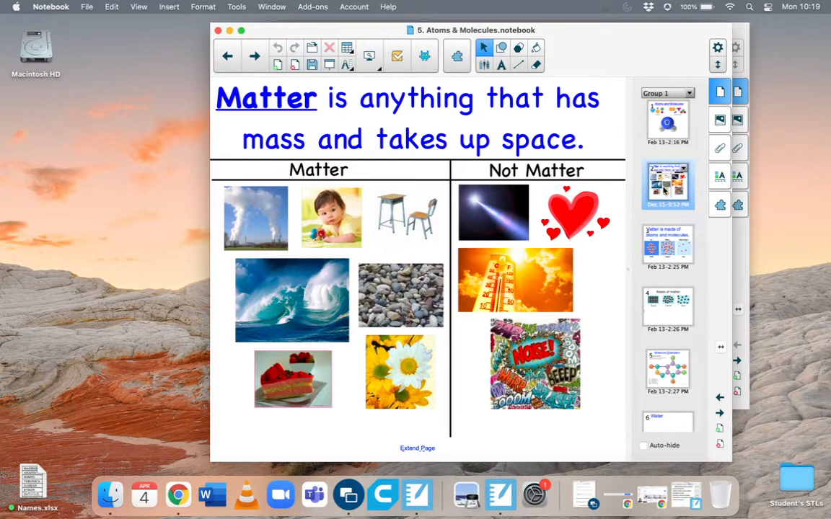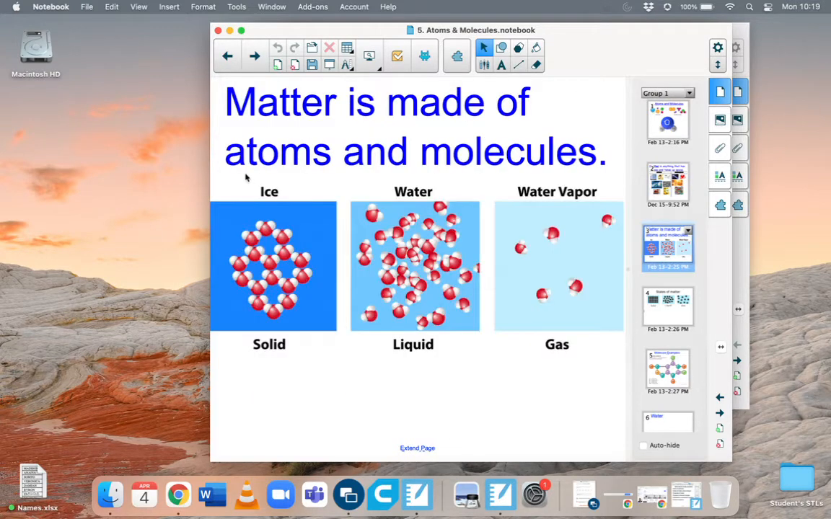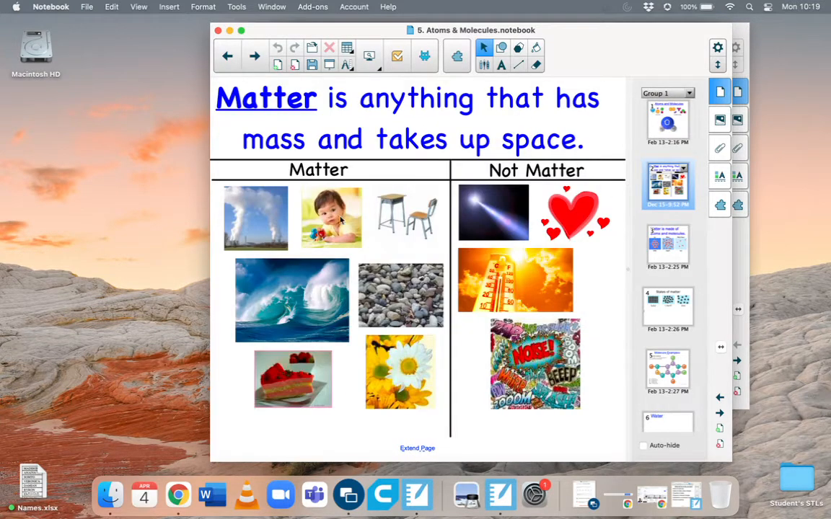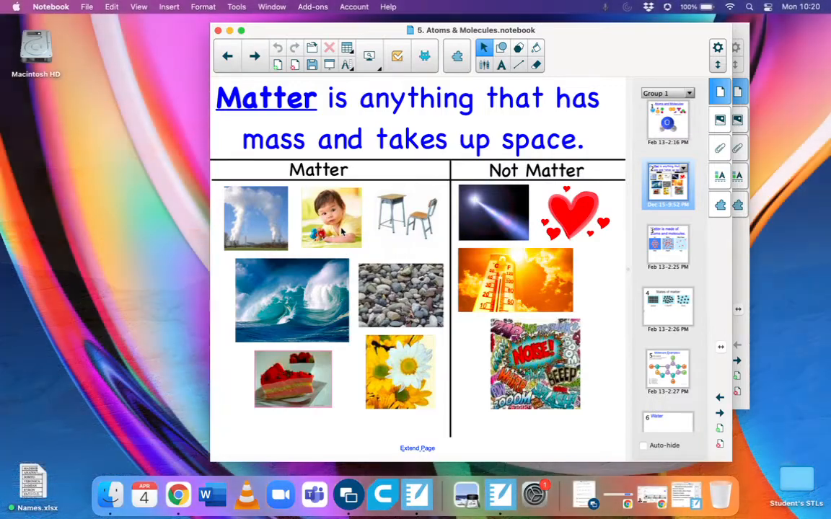So just to review, matter is anything that has mass and takes up space. I like to think of it as matter being made of atoms and molecules. So a baby, is it made of atoms and molecules? Yes, it most definitely is. Is steam made of atoms and molecules? Yes, it is. It's a gas form of water, still made of H2O molecules. Tables and chairs, yes, that's matter. It's made of atoms and molecules. Liquid water, rocks, flowers, cake, those are all matter because they're made of atoms and molecules.